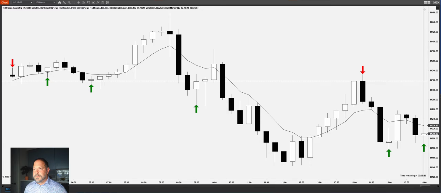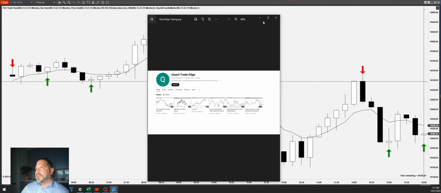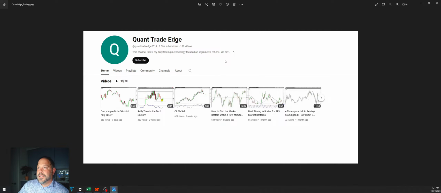So I'm going to throw up here on the screen the creator of this strategy. Now, granted, I have changed it and made it fit my trading style, and it's something that I've back tested now that I feel like just works for me. Quant Trade Edge. And here's the reason why I like this guy.